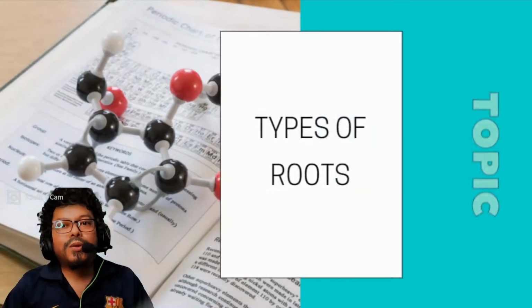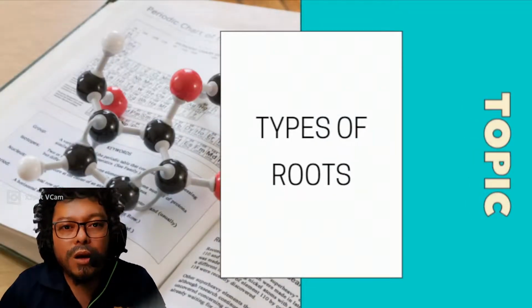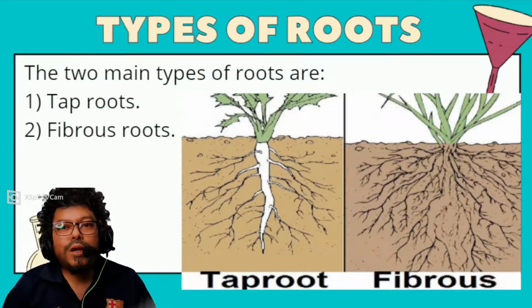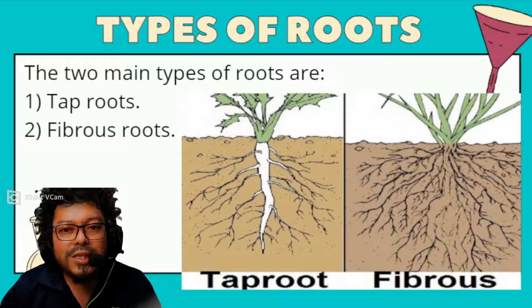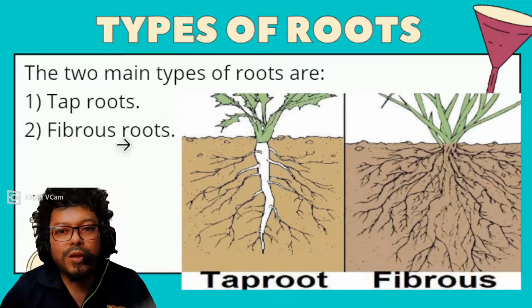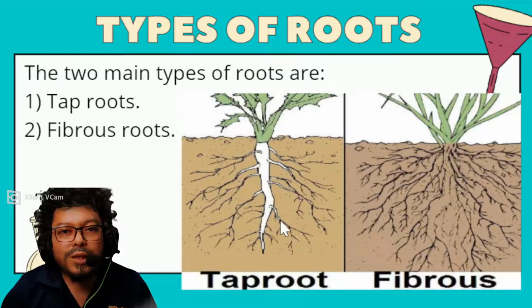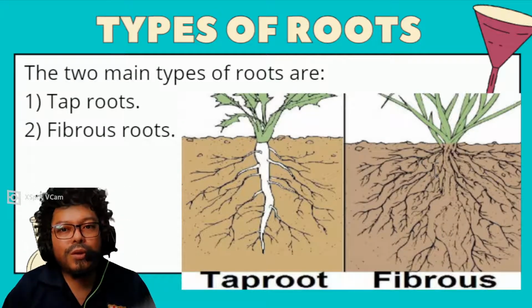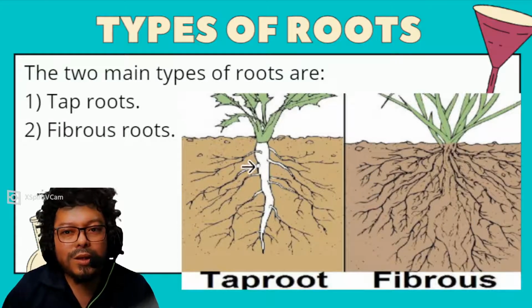Now, next we shall talk about types of roots. There are two main types of roots, that is tap roots and fibrous roots. Tap roots look like this, and fibrous roots look like this. Okay, it's quite easy. Let me explain.